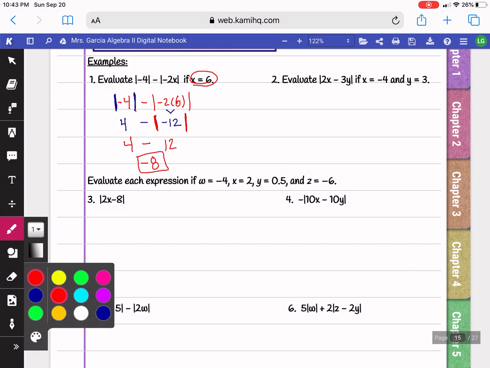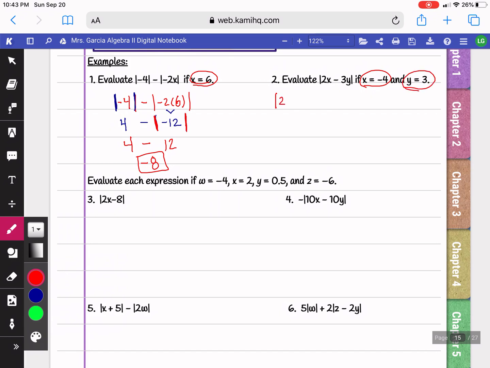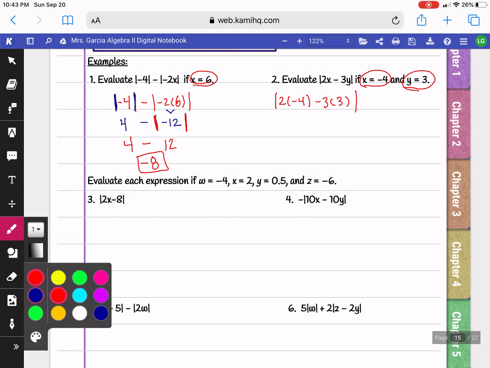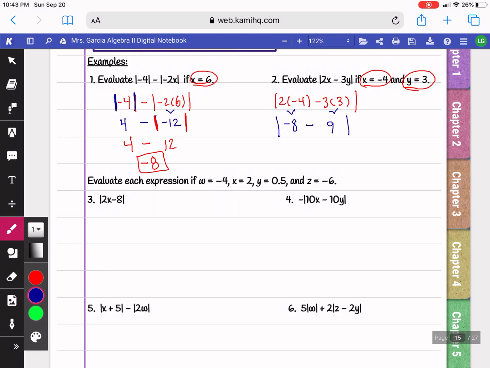In our next example, we're going to plug in -4 for x and 3 for y. Here, 2 times -4 is -8, and 3 times 3 is 9. I'm going to bring everything else down. So I'm simplifying what's on the inside first. Now, -8 minus 9 is -17. And at the very end, if I take the absolute value of -17, it becomes a +17.